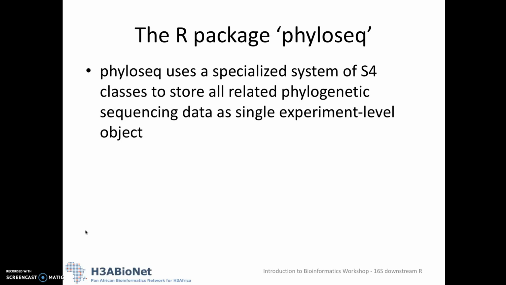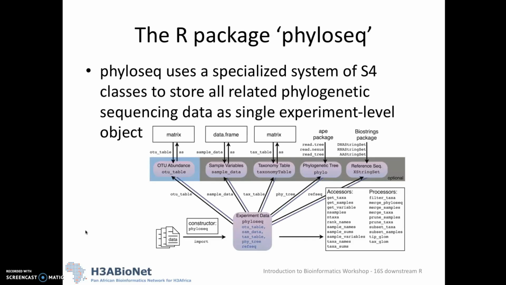This is really useful for your downstream analyses because you can access different slots of this phyloseq object, and it might be a little bit easier to understand if we look at this graphic. So we'll have our OTU table, and we're going to import our sample data, so that's maybe your clinical data of interest, our taxonomy table, and then you can optionally also have a phylogenetic tree. And all of these objects form part of this experiment data phyloseq object.